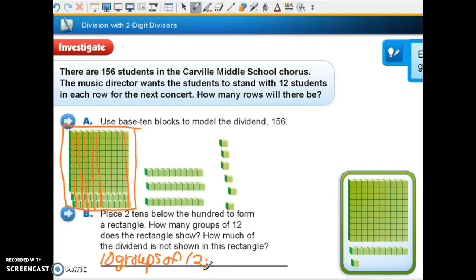Then there's another question. It says how much of the dividend is not shown in this rectangle? So what do we have over here? 36. So we're going to put 36 here. So 10 groups of 12, and then it asks how many is not shown, and that's this part over here, which is 36.